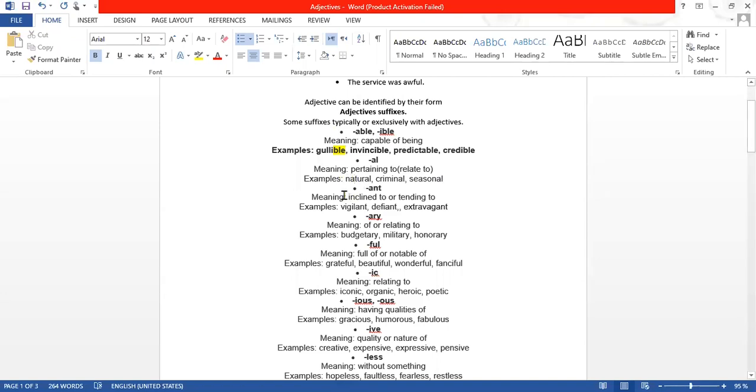Now, we can identify that these are adjectives. Why? Because of the suffix. So you have to learn these suffixes, and remember, it will help you build your vocabulary. If you can identify adjectives and adverbs, it will help you learn new words, and then you will divide them into different categories and enrich your vocabulary. So do you know what gullible is? Anybody?